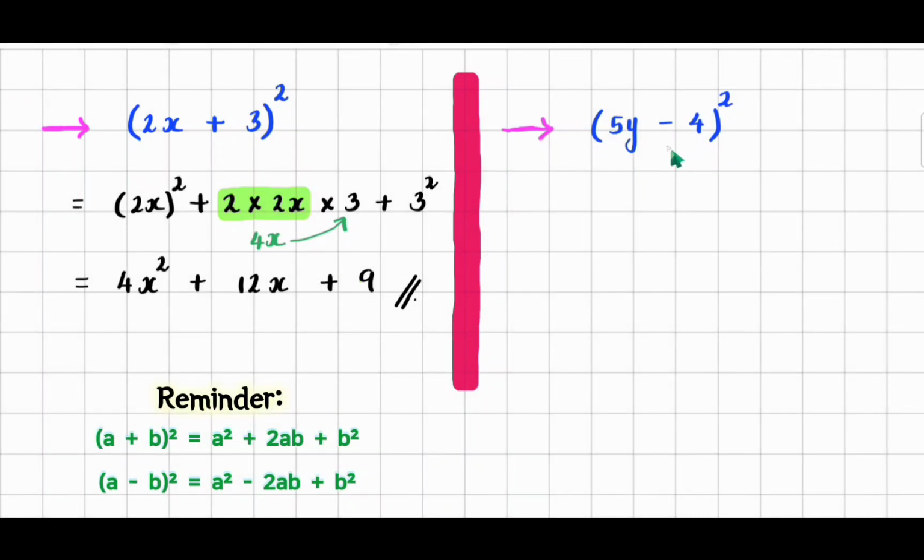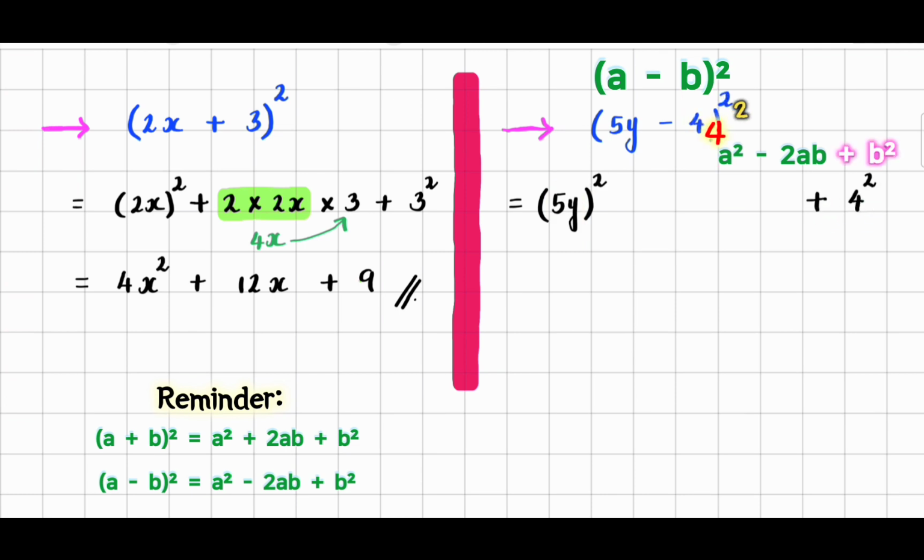Okay, let's try another one. This one you are subtracting, so same pattern, you can see it's a binomial square with negative sign. We have got the first term square, which is 5y the whole square. Then the last term square, which is plus 4 square. Here notice that I didn't write negative sign because of the pattern of the binomial square.